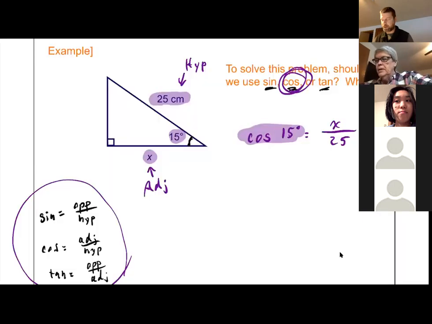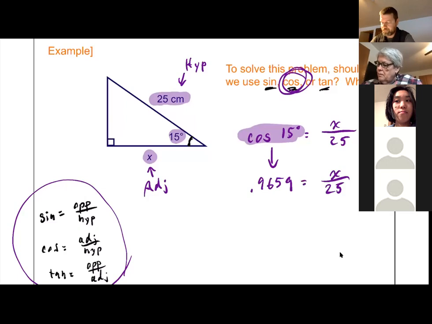Okay, here's our original problem again. The cosine of 15 degrees, that was just a number, and we could look that number up using the table, or you could have plugged it into a calculator. That number was 0.9659, and that was equal to x over 25.